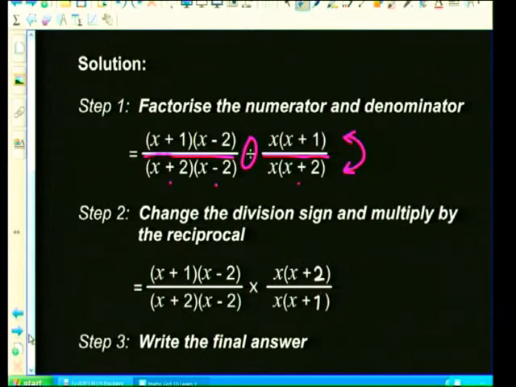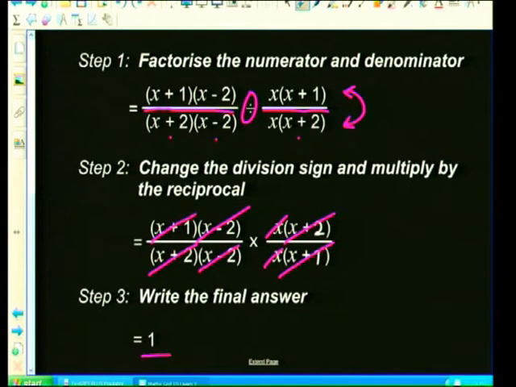Now, is this our final answer? Absolutely not. That factor and that factor can fly away. That factor and that factor can fly away. And have a look. X plus 2 and x plus 2 as a factor can also fly away. And oh my goodness, so can x plus 1 and x plus 1. What am I left with? I'm left with the answer of 1.